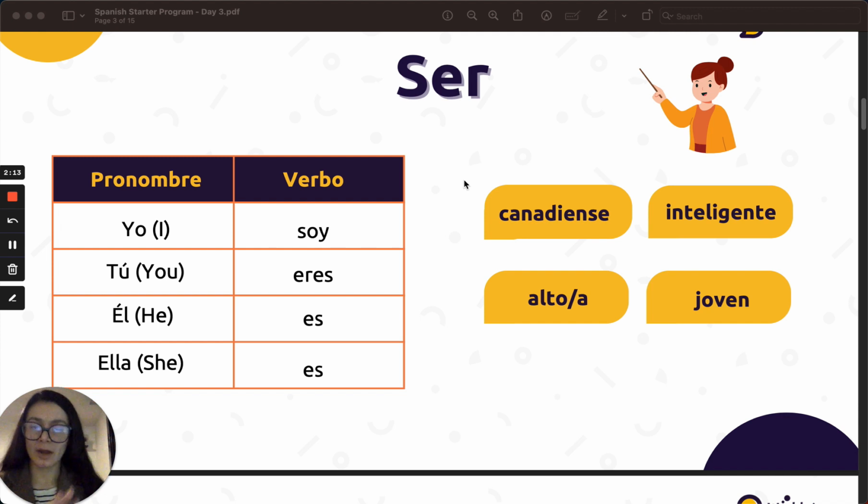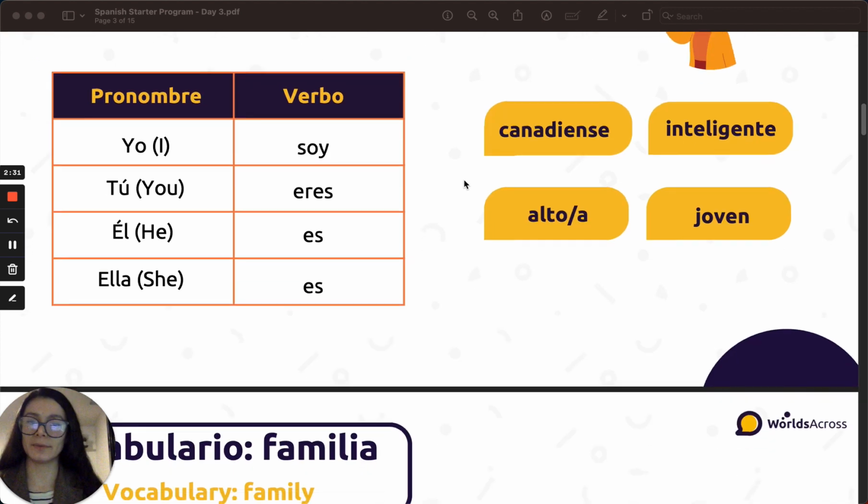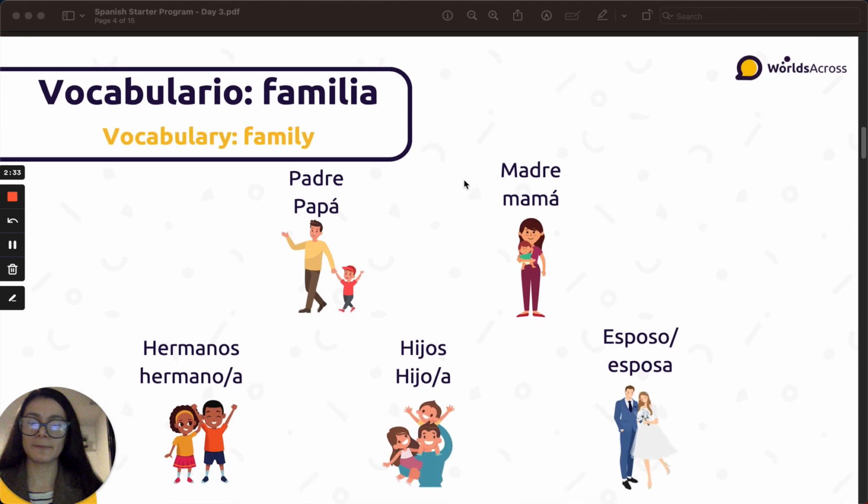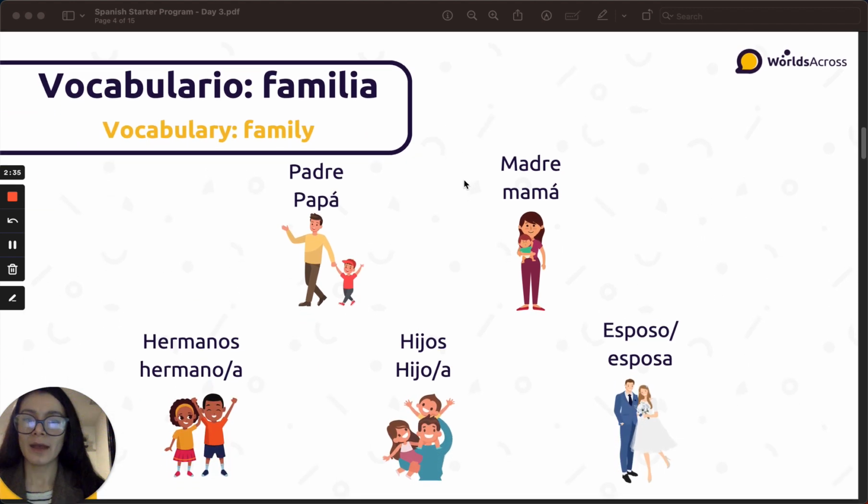Here are some of the examples that we can use. For example, if I would like to say he is Canadian, I would say él es canadiense, right? If I would like to say I am young, yo soy joven, right? Very simple. Muy bien, continuemos. Ahora, vamos a hablar de la familia. We're going to talk about family, right?